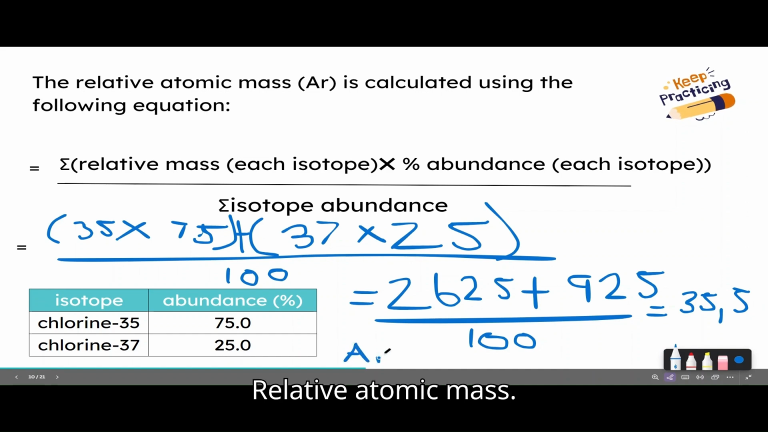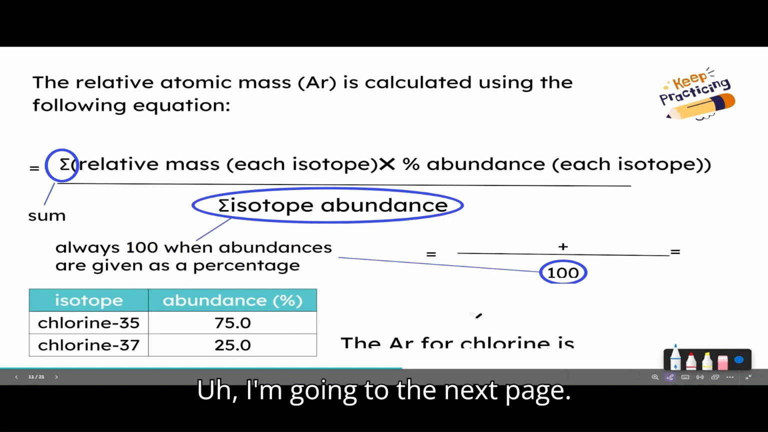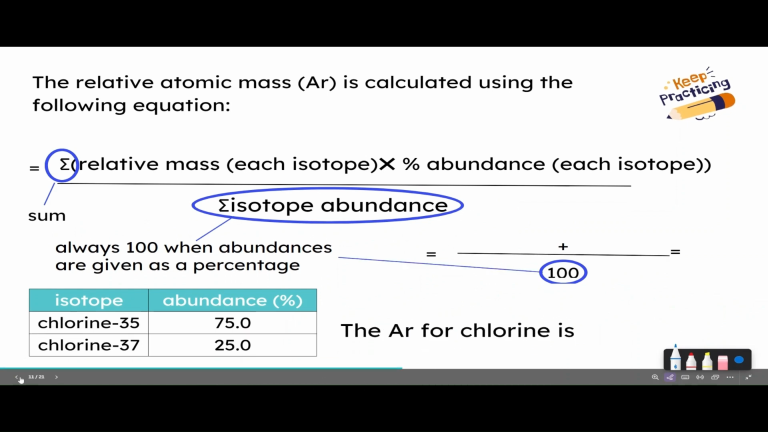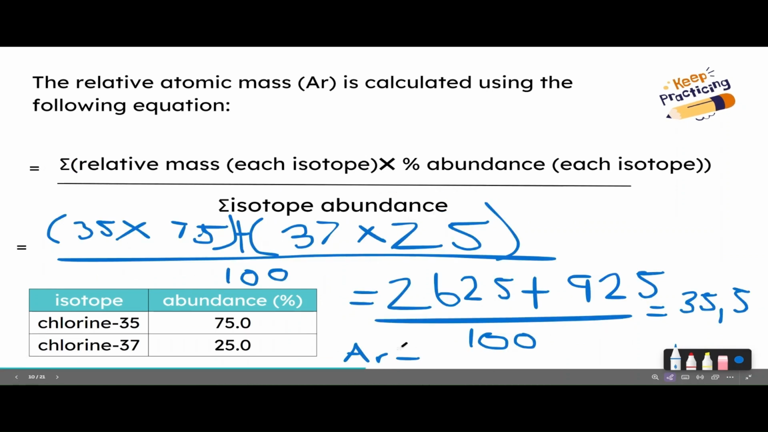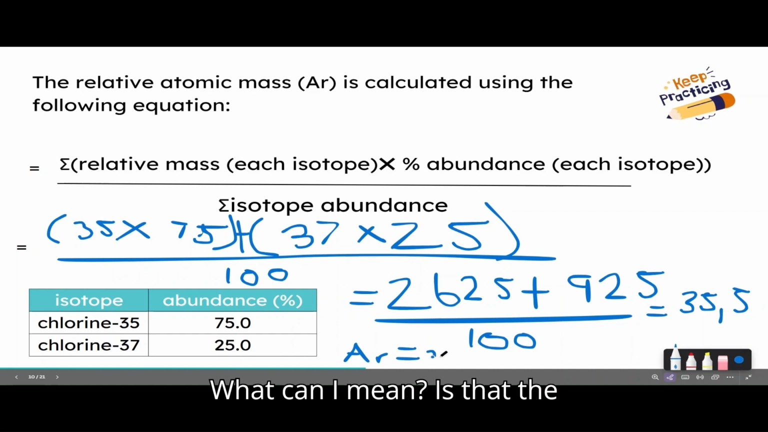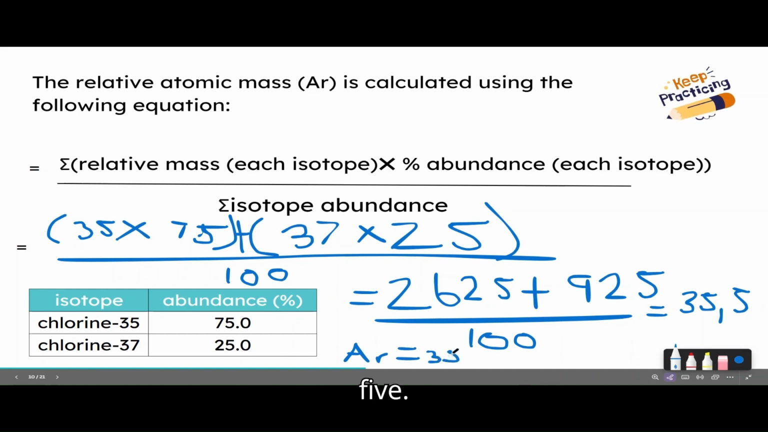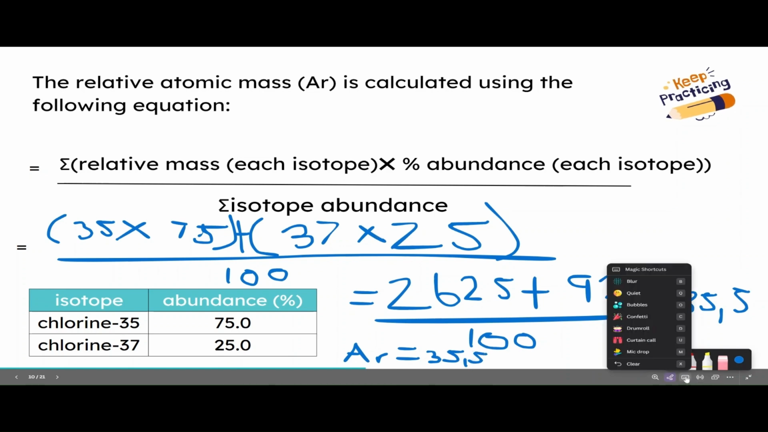So the relative atomic mass of chlorine is 35.5. I'm getting close. There, yay!